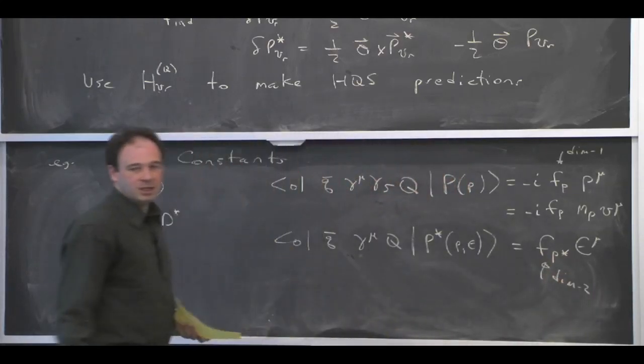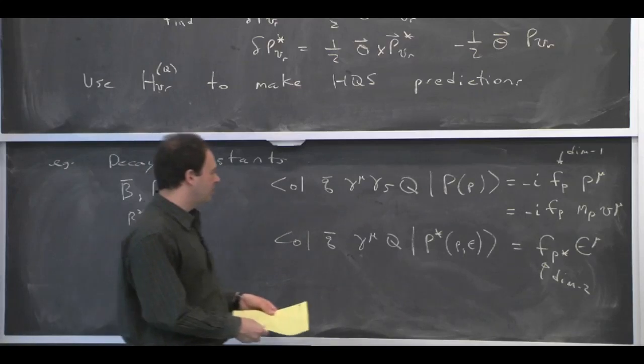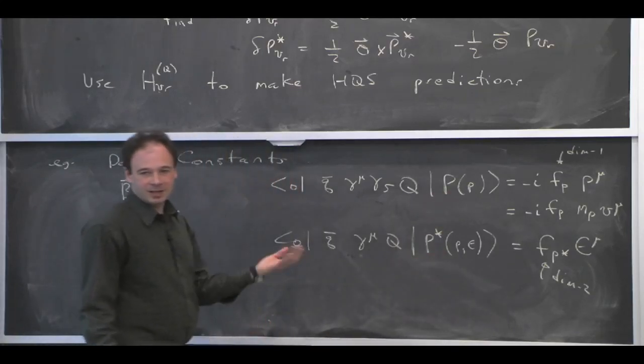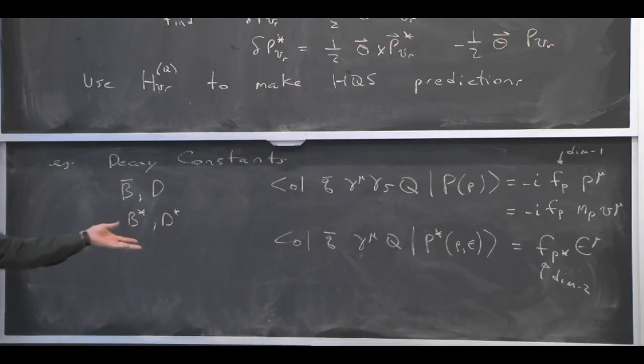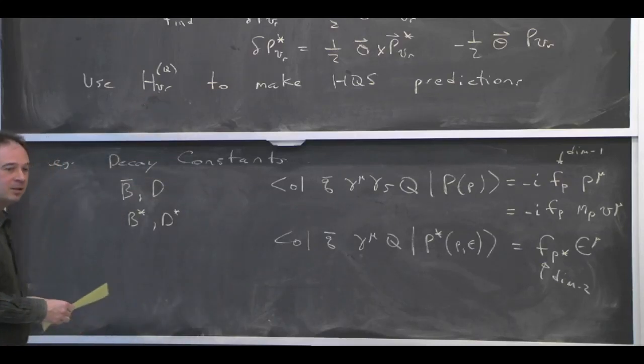So just in QCD, it looks like we have these two things, f_P and f_P star, that are different. But we know heavy quark symmetry relates the P and the P star, so they actually should be related. So you could ask the question, how are they related? Work it out. And if I asked you that question, the way to work it out, which I'll show you, is to use this H_v field.